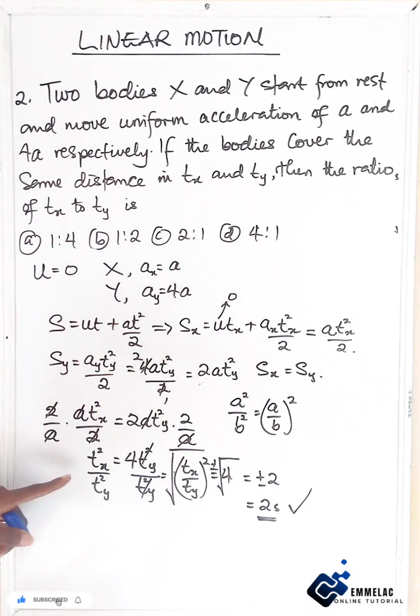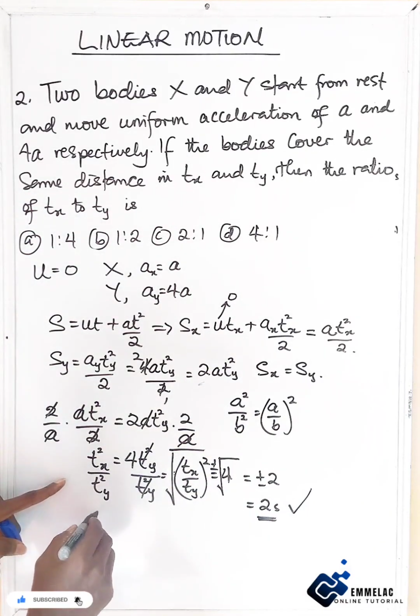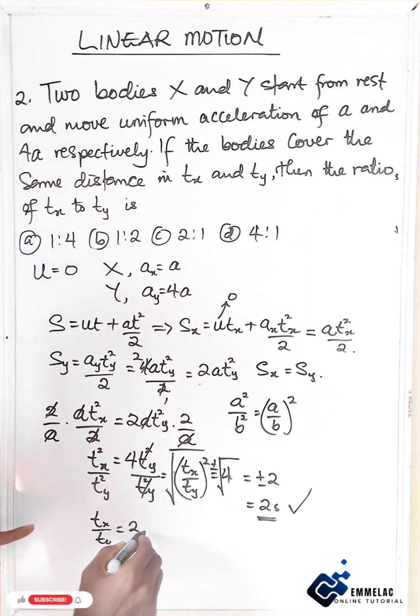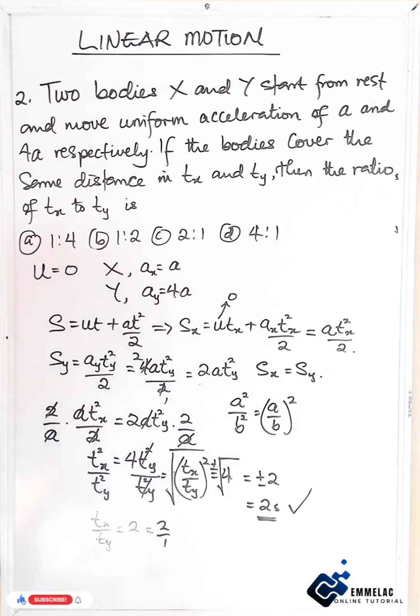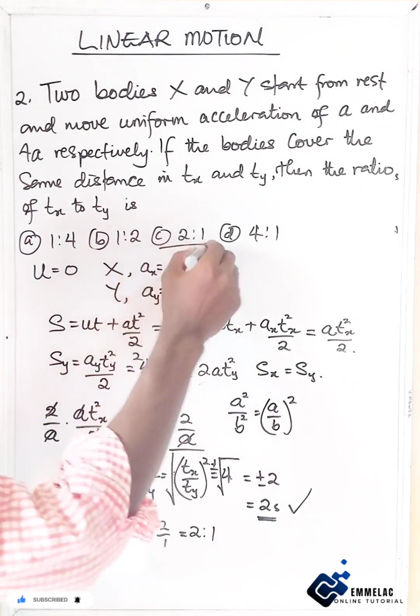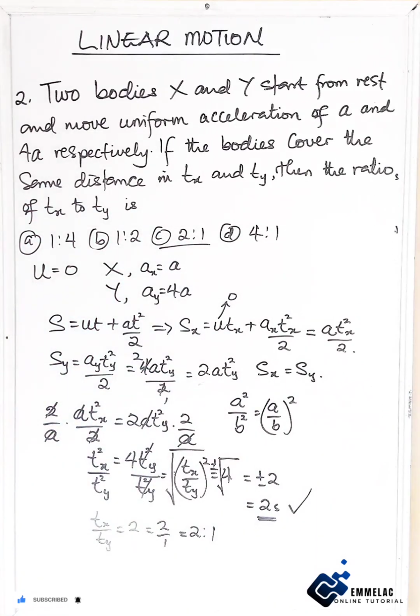Okay, so to that end, we can see here that t sub x all over t sub y equals 2, which is also the same thing as 2 all over 1, which can also be written in form of a ratio as 2:1. Okay, so to that end, 2:1, then C is the final answer. All right, let's move to the next question.